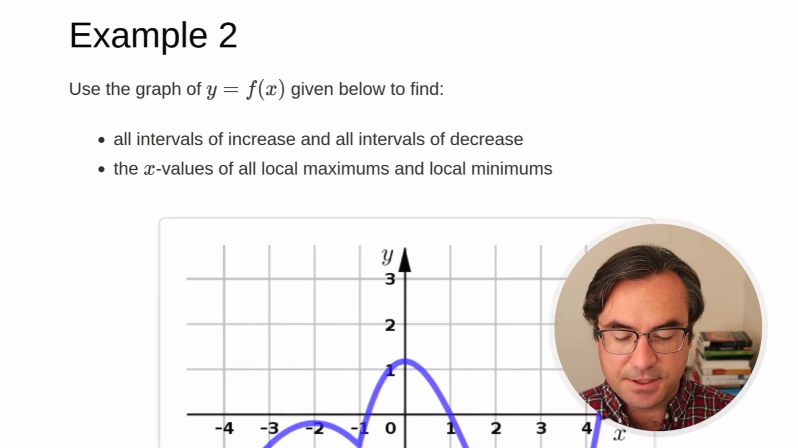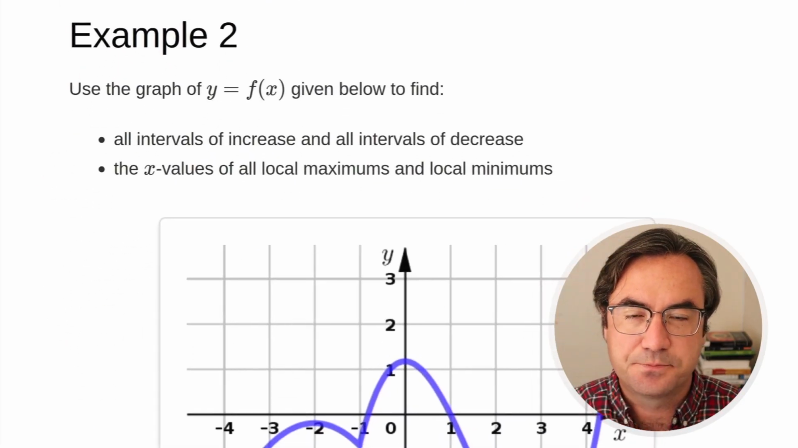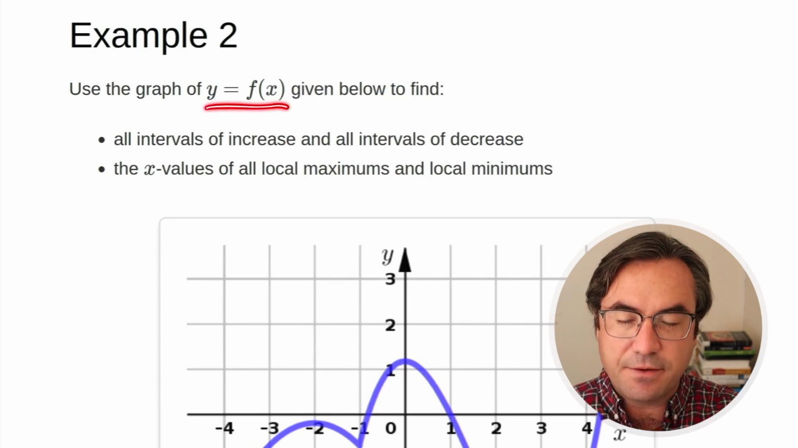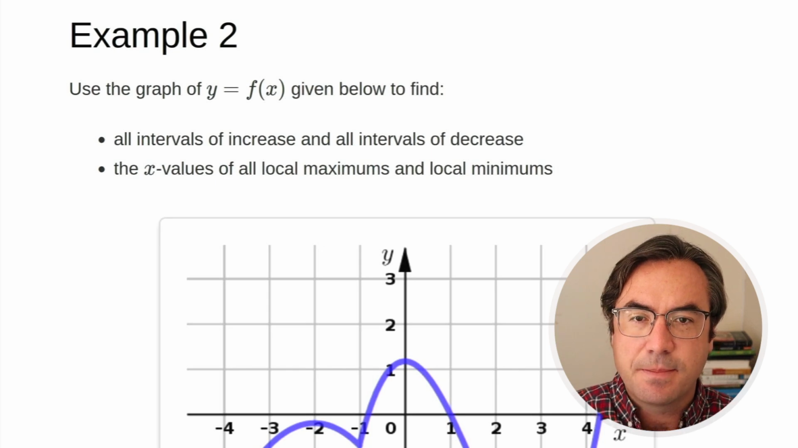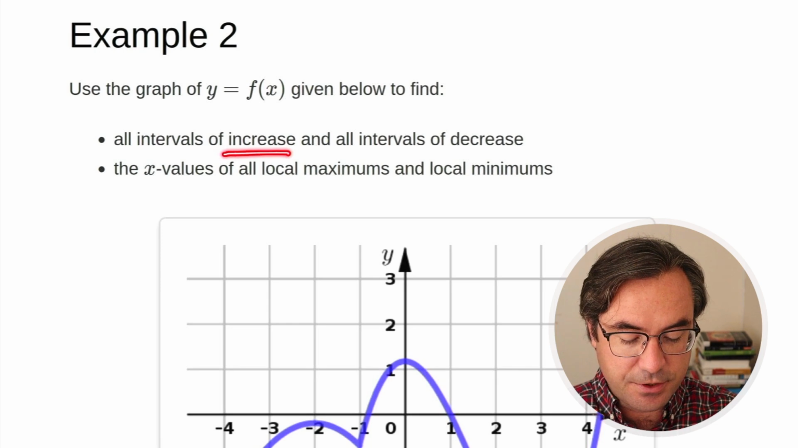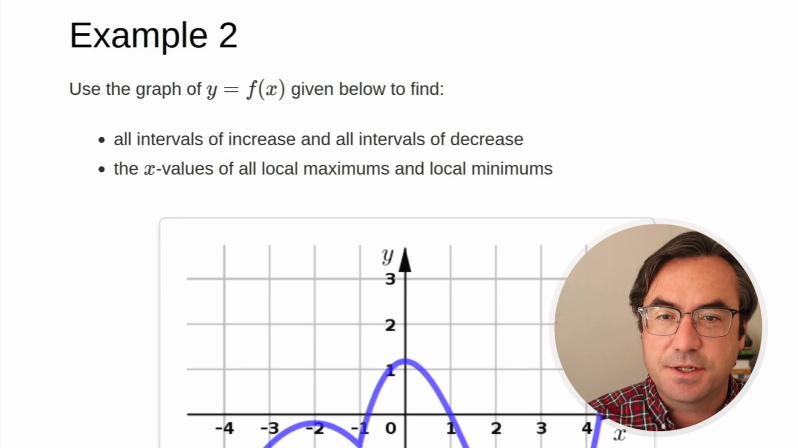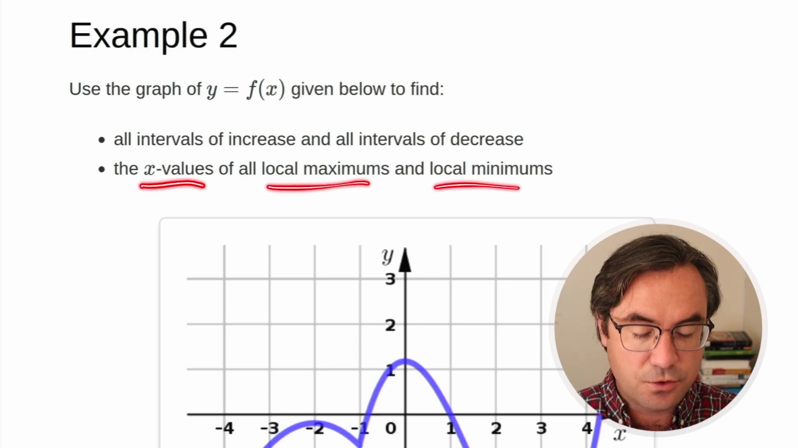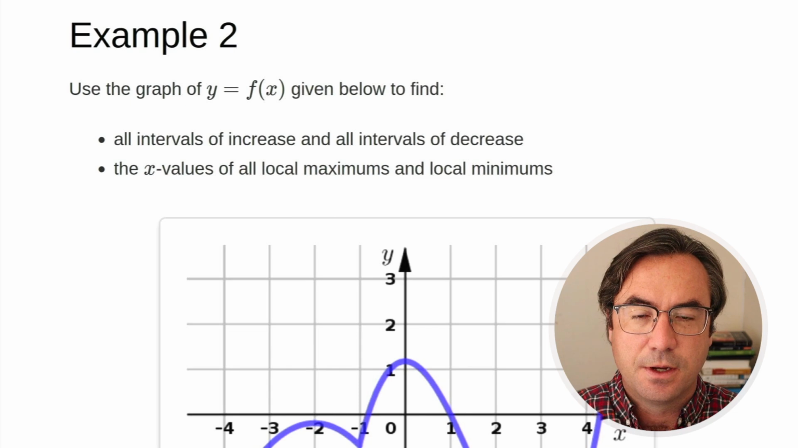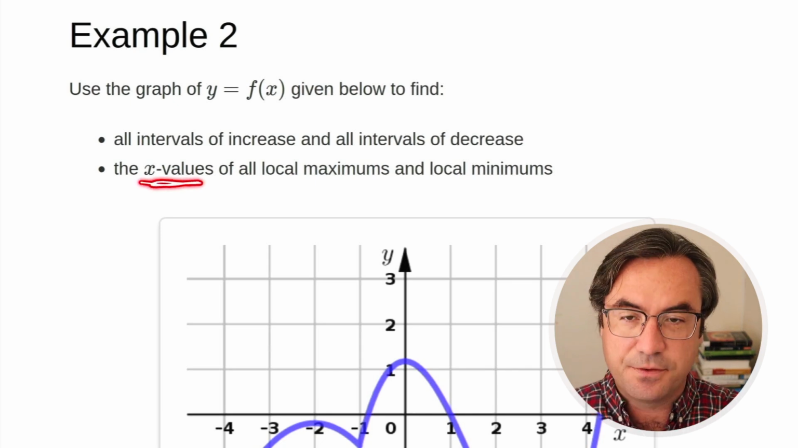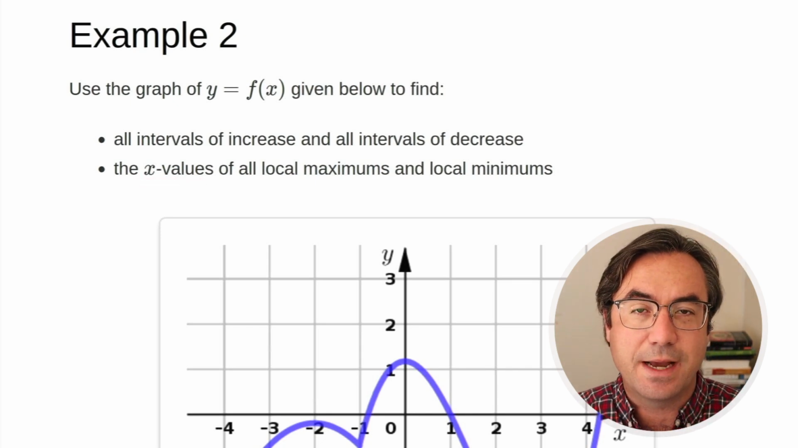So let's try out an example. We're going to look at example 2. We're given the graph of a function y equals f of x, and we're going to figure out all intervals where this function is increasing and all the intervals where it's decreasing, and then we're going to locate all the x values where our function has a local max or local min. Let's actually start with the x values where we have a local max or local min.